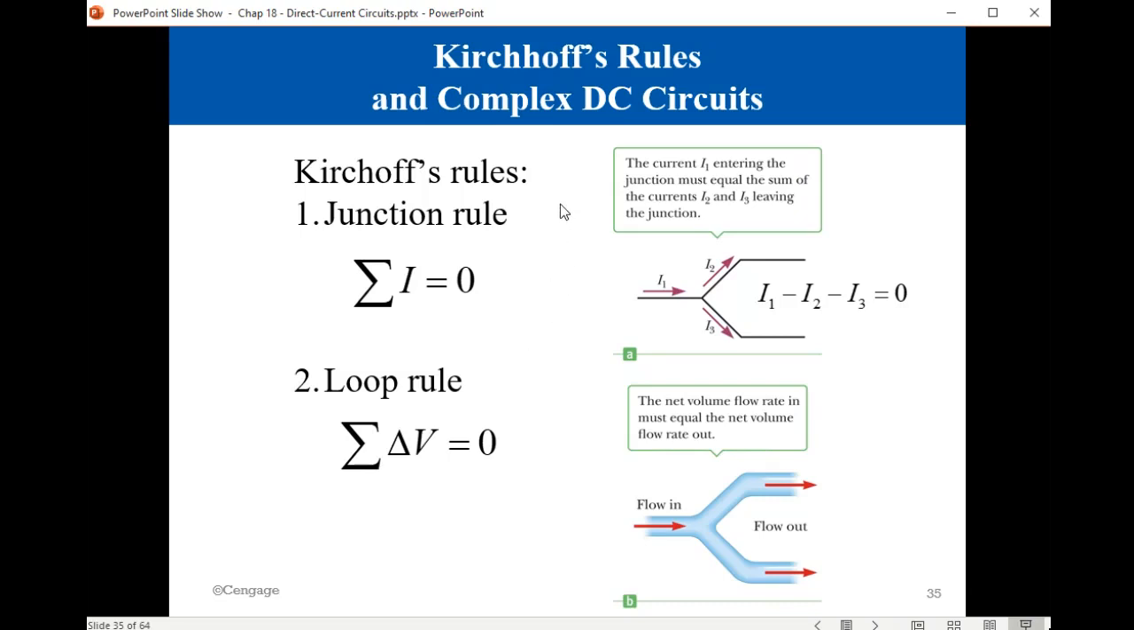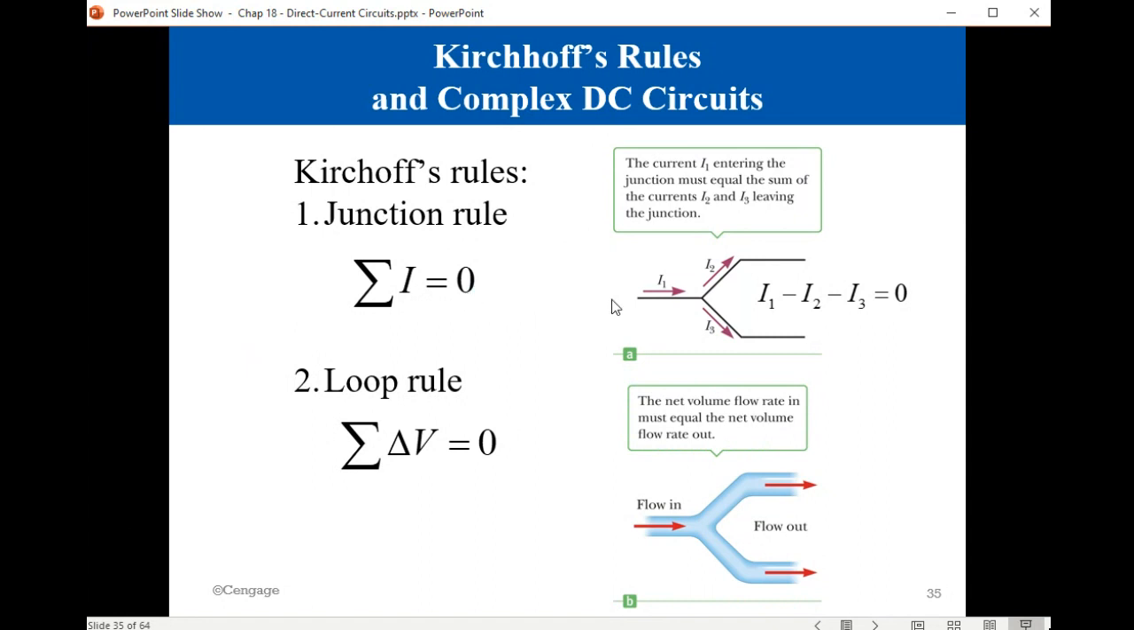The first rule is called the junction rule, and the second rule is called the loop rule. These are simple but very important rules that we need to learn when we analyze DC circuits. For the junction rule, it says the summation of all currents at any junction is 0.